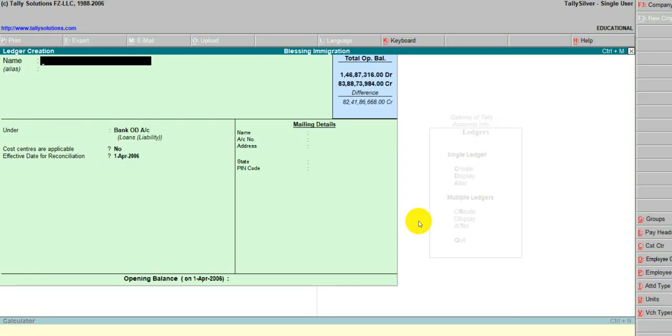Hi friends, today we are going to discuss bank loans. Last session we discussed OCC and ODE. Today we are going to discuss secured loan and unsecured loan under loans itself only.